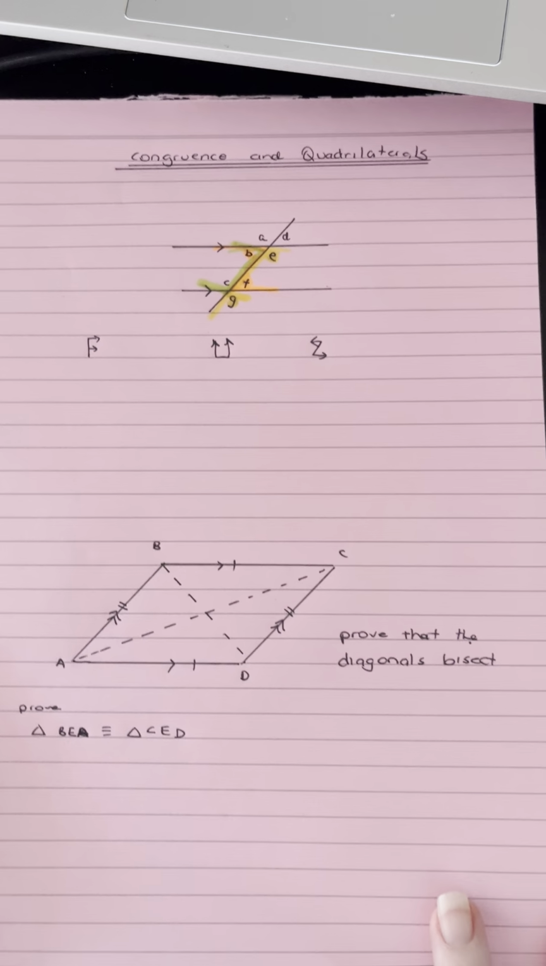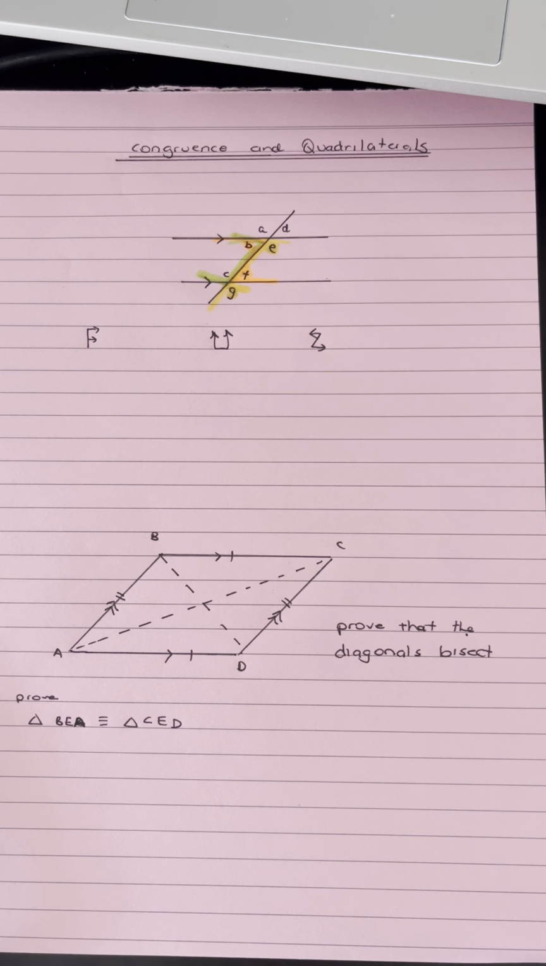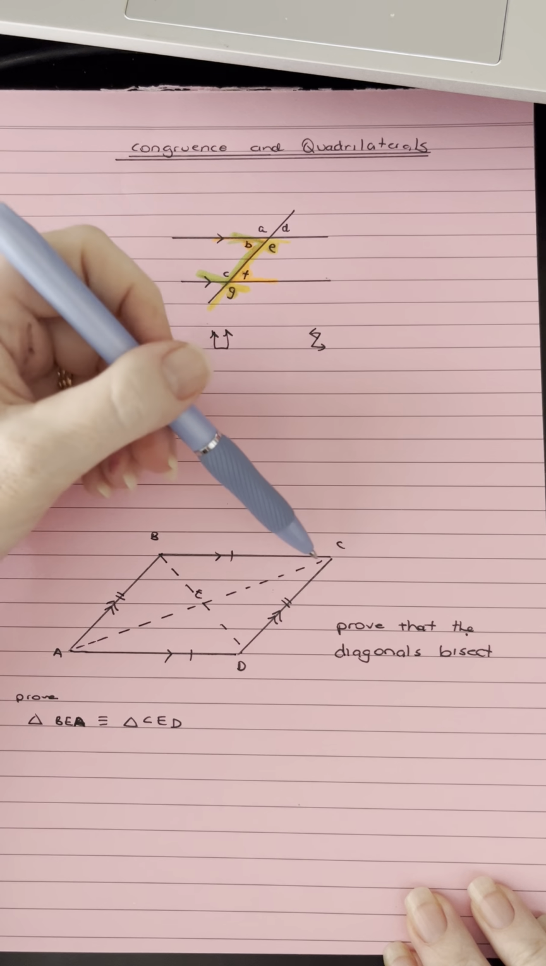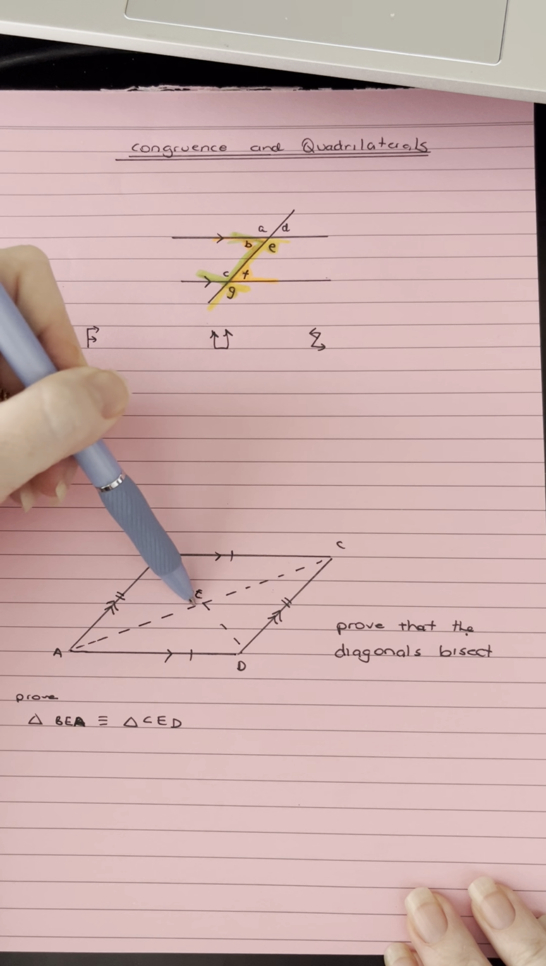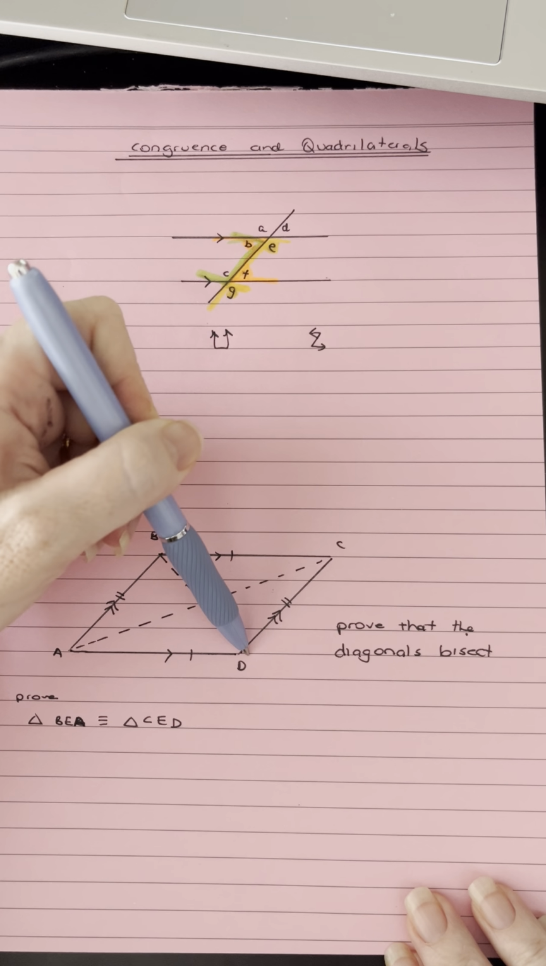So having a look at this example down here where we have a quadrilateral, so in this case we've got a parallelogram, we're trying to prove that the diagonals bisect. So that means we need to find, and I should have had an E here, these lengths here so that this one is equal to that and this one is equal to that.